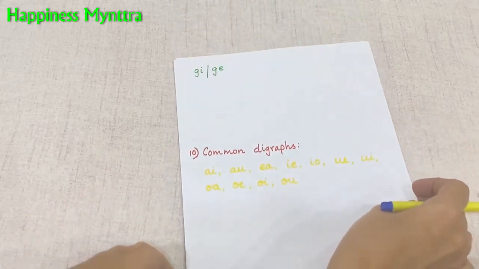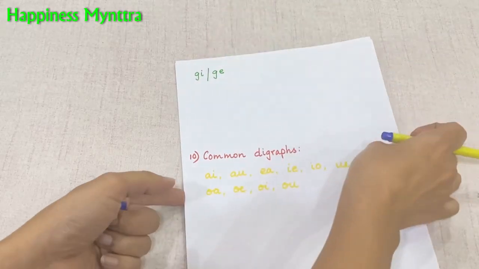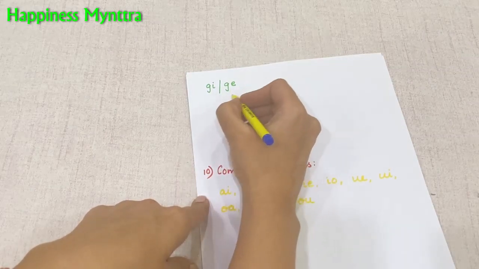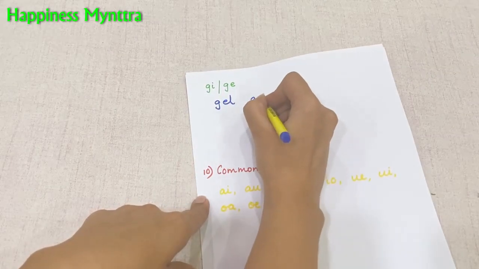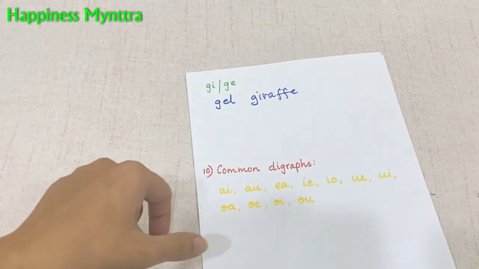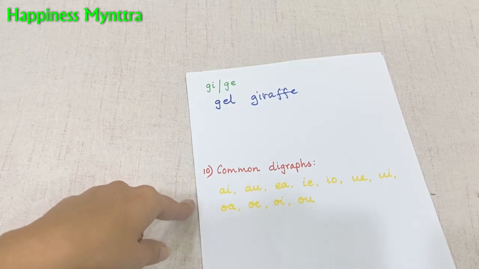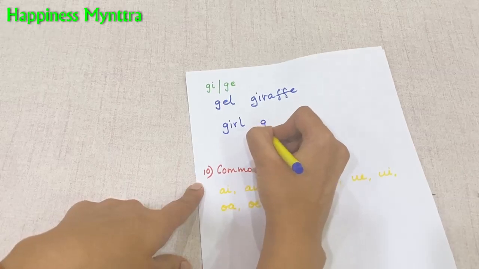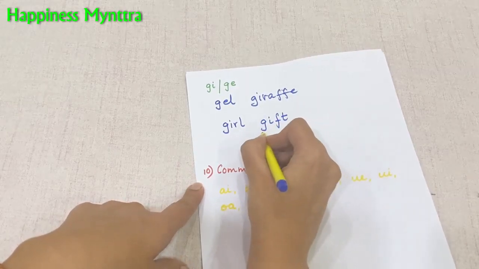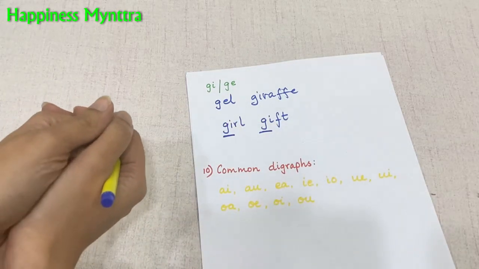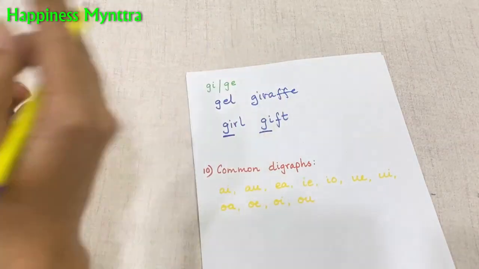Same is the case with G. It will take the sound of a J in case it is written with either I or an E. We have words like gel, giraffe. But there are many exceptions in this rule, so we need to be careful about that. For example, a word like girl or gift would have an I sound, but still be pronounced as a G, not a J. So this comes with practice. The more the children read, the more familiar they get with which sound needs to be used where.